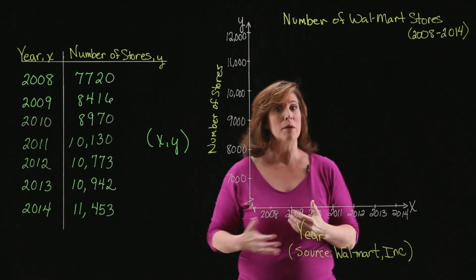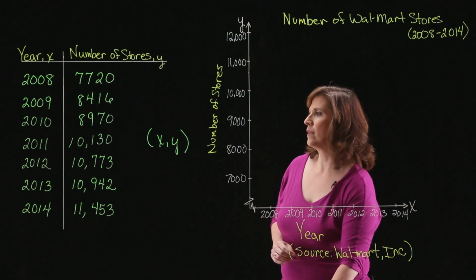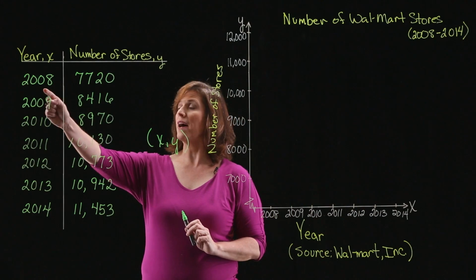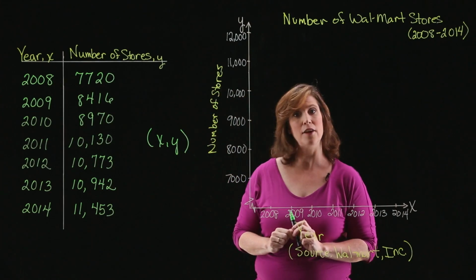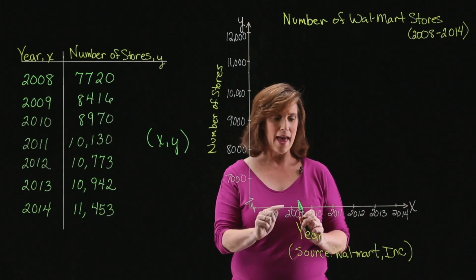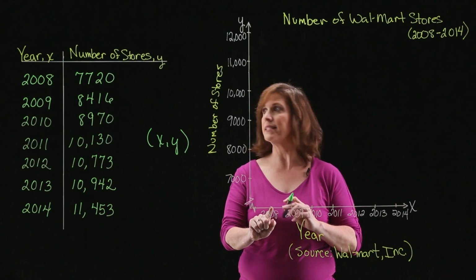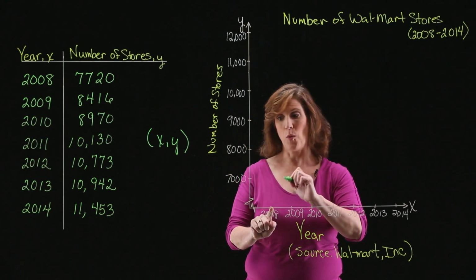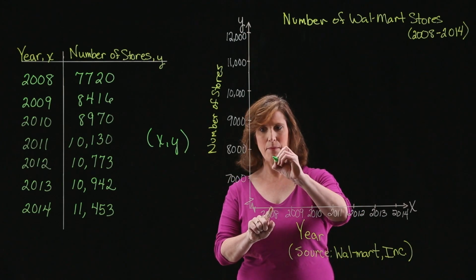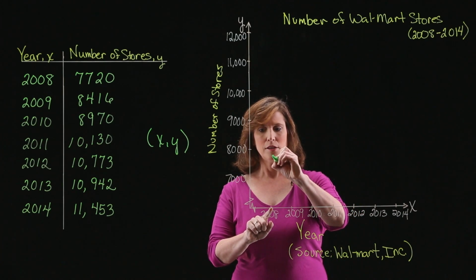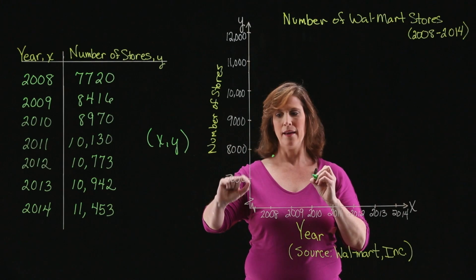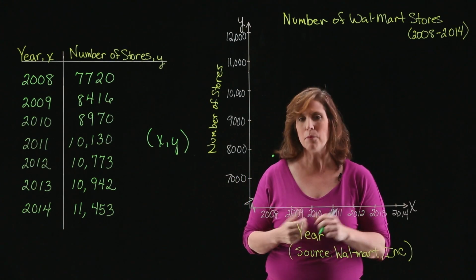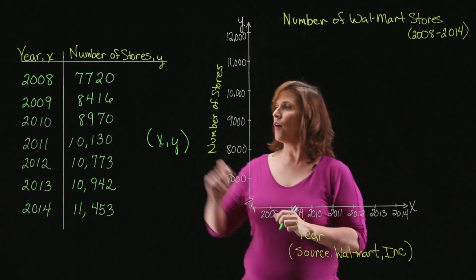Okay, I believe I'm ready to start plotting my data. So my first coordinate that I would like to graph is 2008, 7,720. So along the x-axis, I'll move out to 2008, and vertically, I'll move 7,720. So that's going to take me right about here. So that's more than halfway between my 7,000 and 8,000 mark. I'm really approximating here.